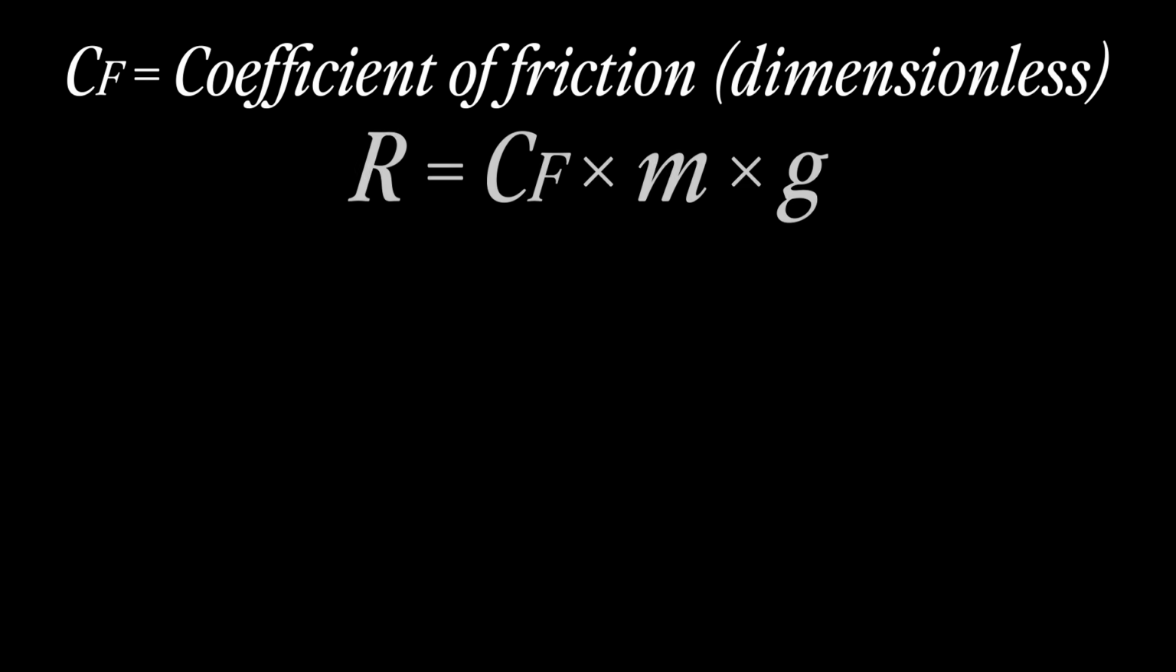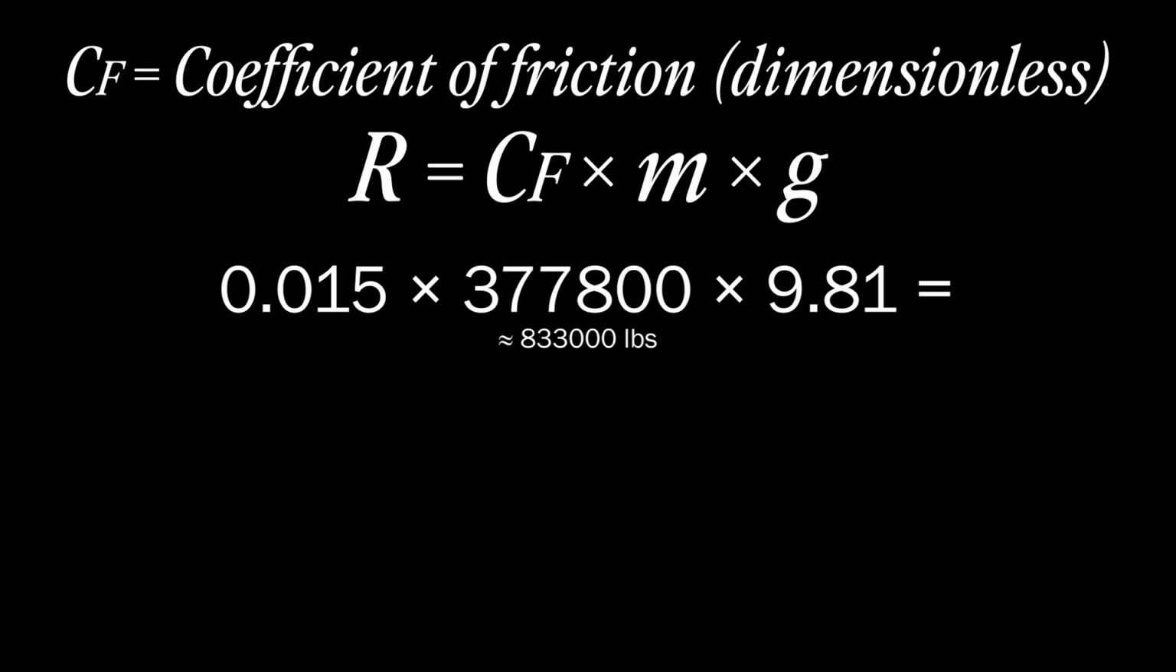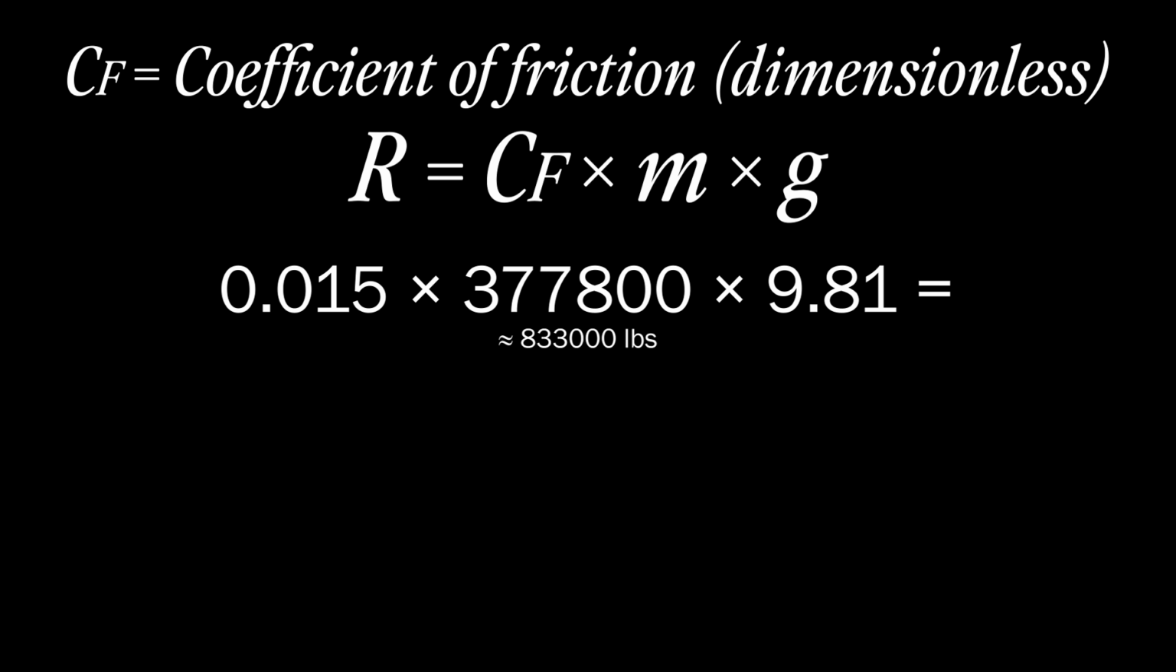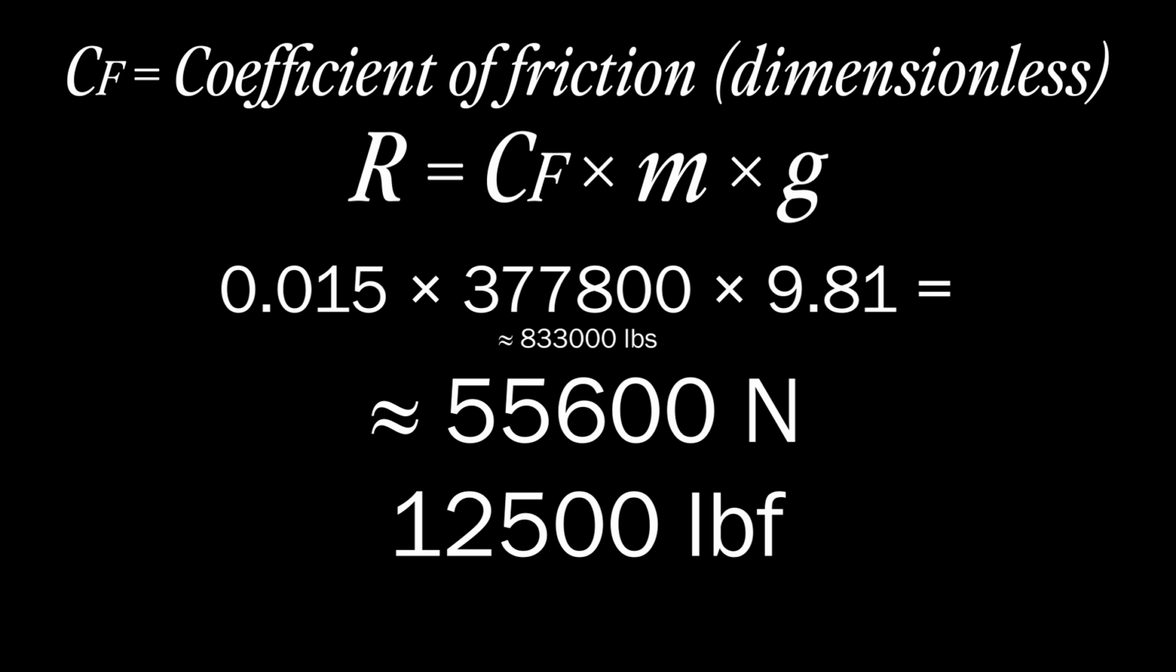If we go back to our formula, plug in a value of 0.015 for Cf, and plug in values of 377,800 kilograms for a fully loaded 747, and a gravitational constant of 9.81 meters per second squared, if you're a physicist, pretend you didn't hear that, the total force required to move our 747 on a level surface with negligible air resistance is about 55,600 newtons, or 12,500 pound force. Our engines are only producing 8,000 pound force of thrust, so the aircraft will not budge when fully loaded at idle thrust.